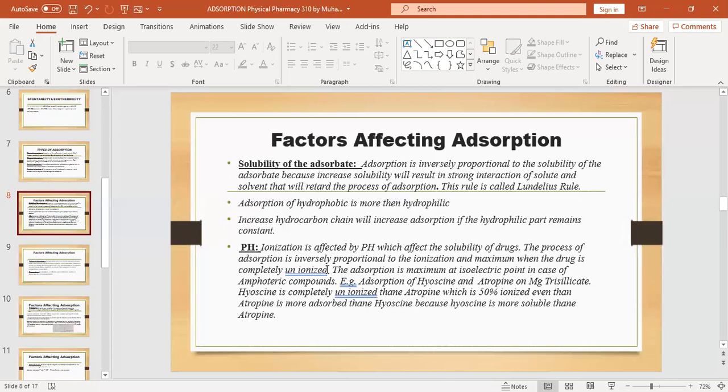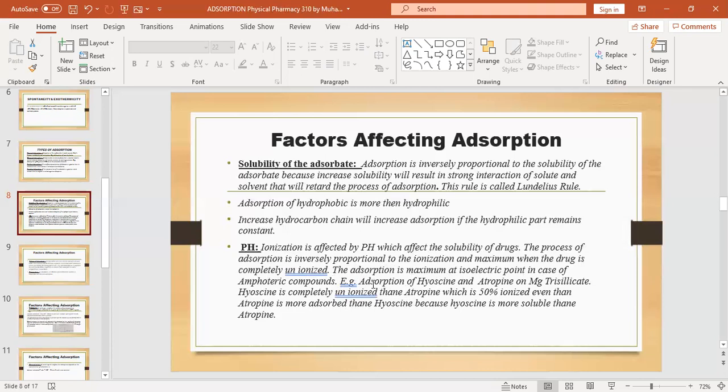So we can increase adsorption phenomena if we suppress the ionization of the substance. The adsorption is maximum at isoelectric point in case of amphoteric compounds. Examples are adsorption of hyoscine and atropine on magnesium trisilicate. Hyoscine is completely unionized, while atropine is 50% ionized. Even then, atropine is more adsorbed than hyoscine because hyoscine is more soluble than atropine.